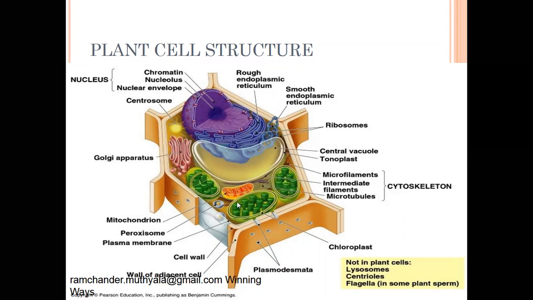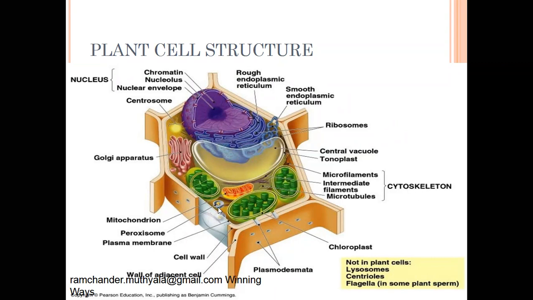And in the cytoplasm, microfilaments, intermediate filaments, and microtubules are present. These are small, minute particles spread throughout the cytoplasm. All these parts are called the cytoskeleton. The cytoskeleton maintains the proper cell structure.